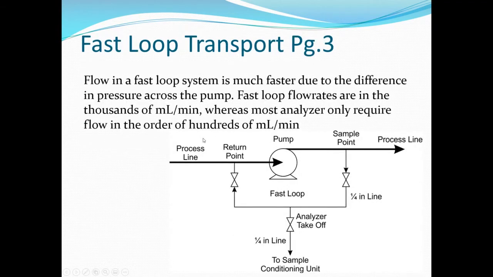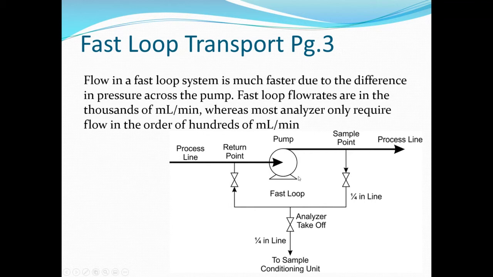Okay, so fast loop transport, the first one here. The flow in a fast loop system is much faster due to the difference in pressure across the pump. And here's an example where we actually have a pump, and I think it's the first time we've seen that, although we have seen this fast loop configuration before, just on a pipe here.